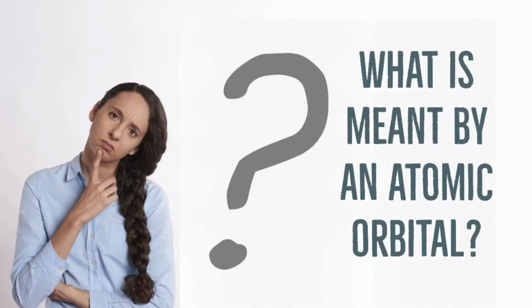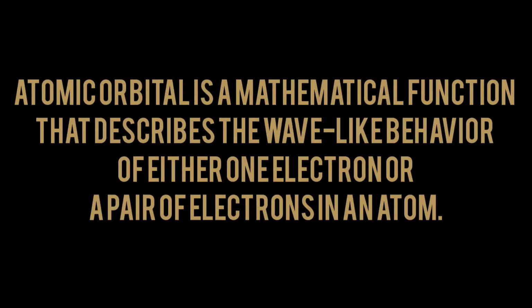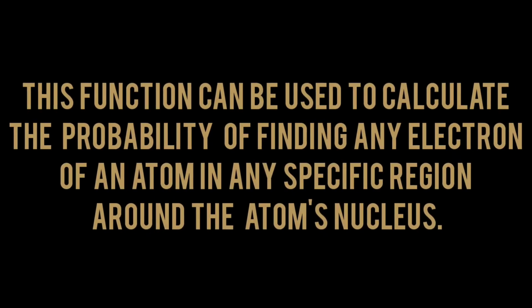What is meant by an atomic orbital? Atomic orbital is a mathematical function that describes the wave-like behavior of either one electron or a pair of electrons in an atom. This function can be used to calculate the probability of finding any electron of an atom in any specific region around the atom's nucleus.